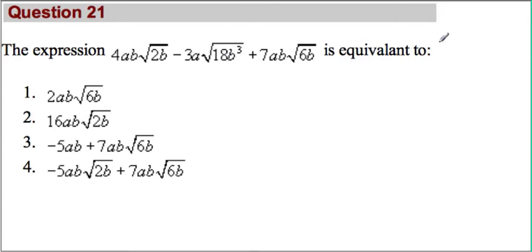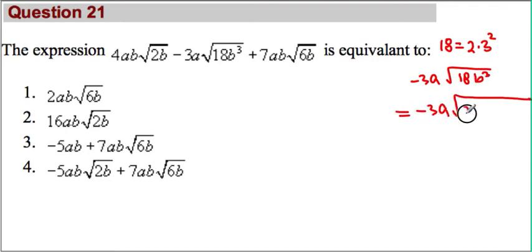What makes 18? If you were to get the prime factorization of 18, then we would have gotten 2 times 3 squared. So if you were to rewrite this one once again, negative 3a square root of 18 b to the third power should be equal to negative 3a square root of 2 times 3 squared times b squared times b. Now, that means we know that 3 and then b squared will come out, so we end up having negative 9, 3 times 3 coming out. A was already there, b comes out, and square root of 2b.